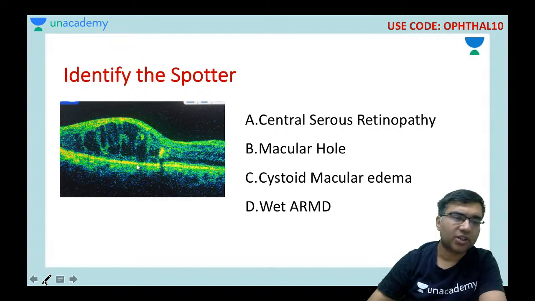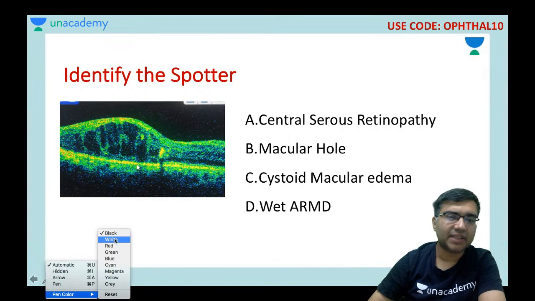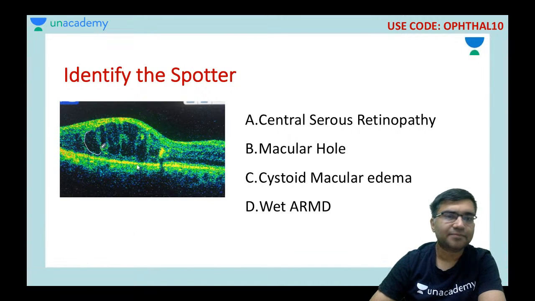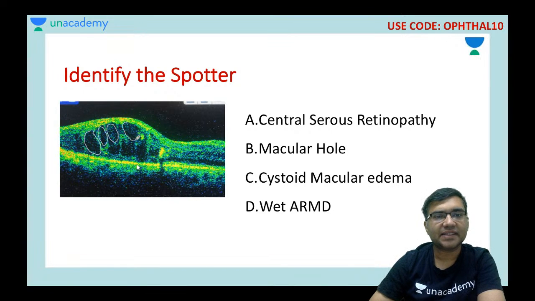Okay, chalo, let's move to our next question. So identify the spotter. This is another OCT image, but in this OCT image you can see that we are having cystic spaces in the retina.